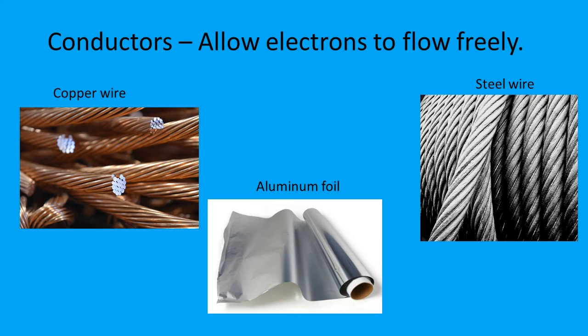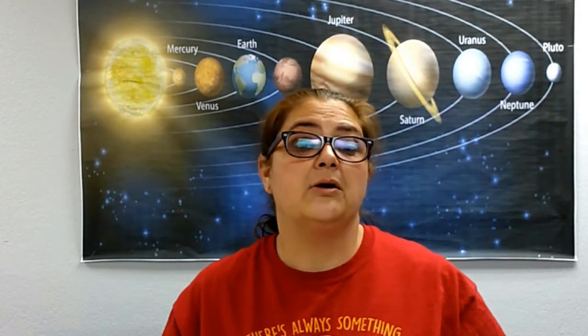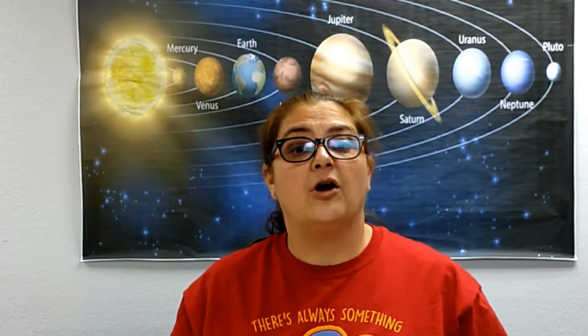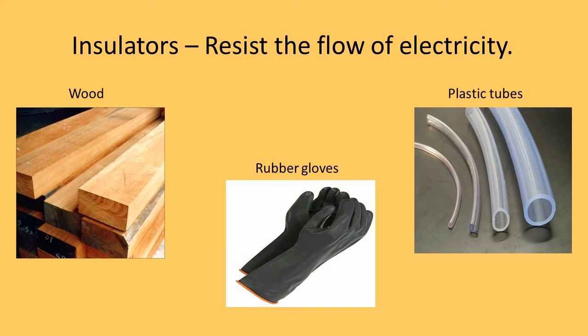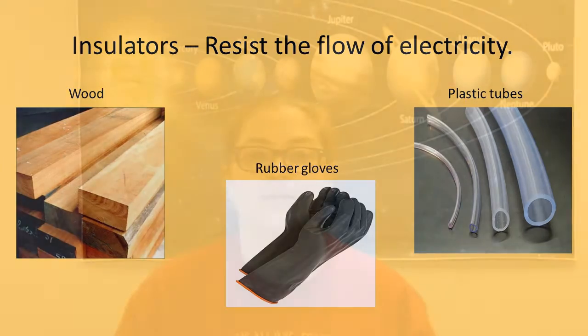Materials that allow electrons to flow freely are called electric conductors. Electricity is able to race through materials such as copper, aluminum, and steel because they are very good conductors. Materials that resist flow of electricity are called electric insulators. With an insulator, instead of racing, the current may travel in slow motion, if at all. Wood, rubber, and plastic are examples of electric insulators.